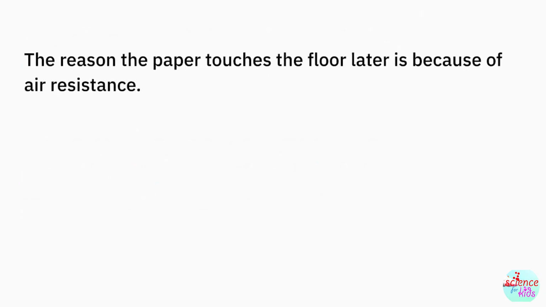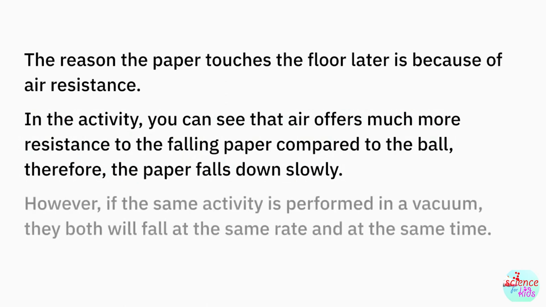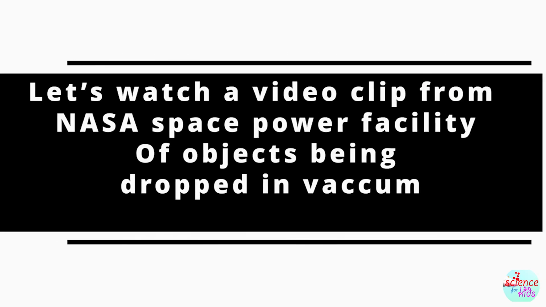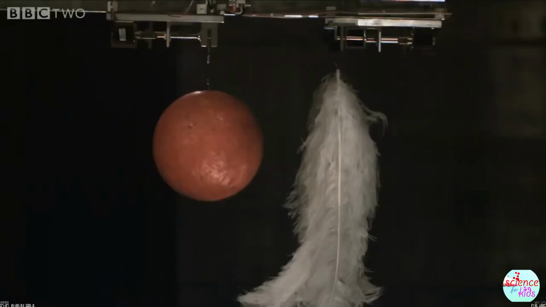Yes, the reason the paper touches the floor later is because of air resistance. In the activity, you can see the air offers much more resistance to the falling paper compared to the ball. Therefore, the paper falls down slowly. However, if the same activity is performed in a vacuum, they both will fall at the same rate at the same time. Let's watch a video clip from NASA Space Power Facility of objects being dropped in vacuum.